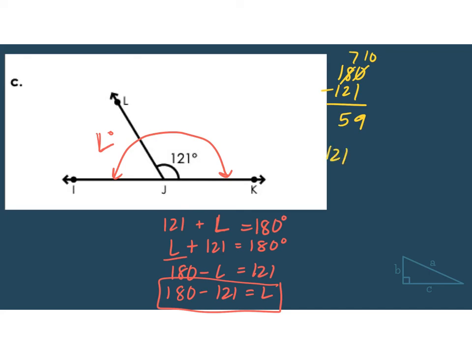Does 121 plus 59 equal 180? So 121 plus 59. 9 plus 1 is 10. Carry that 1. 1 plus 2 is 3. 3 plus 5 is 8. 180. So yes, that does check out. The angle L is equal to 59 degrees. So it's no longer angle L. We know that it's 59 degrees.